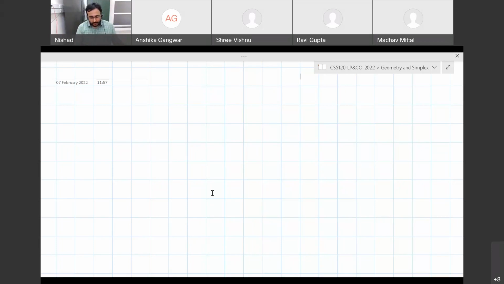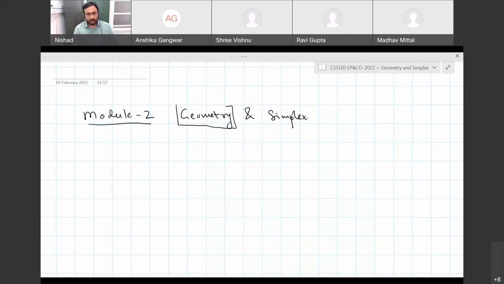All right. If there are no specific questions or concerns, let us begin module 2. I'm calling it geometry and simplex. We will begin with a focus on geometry, and we will eventually move on to other topics and to the simplex method, and probably come back to geometry.